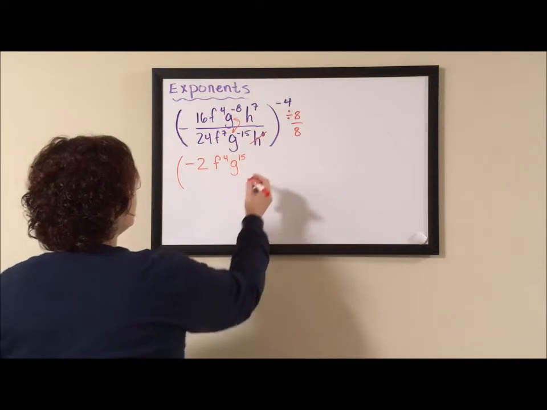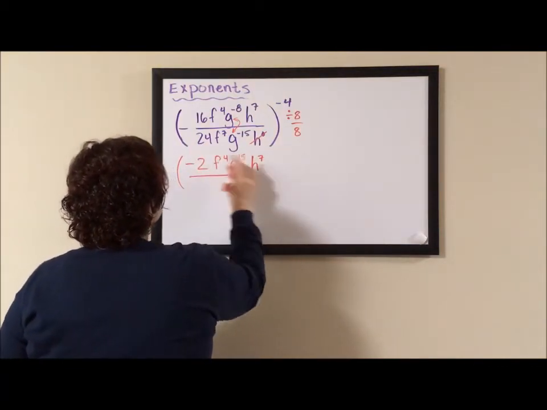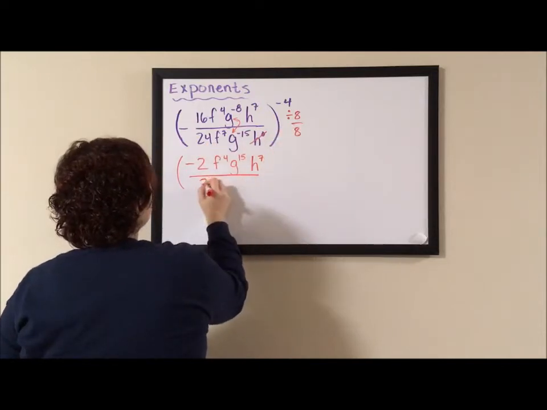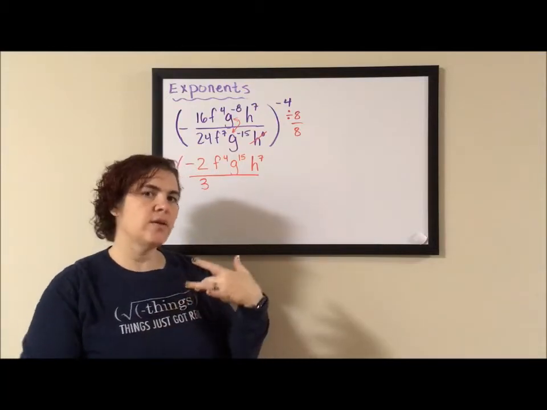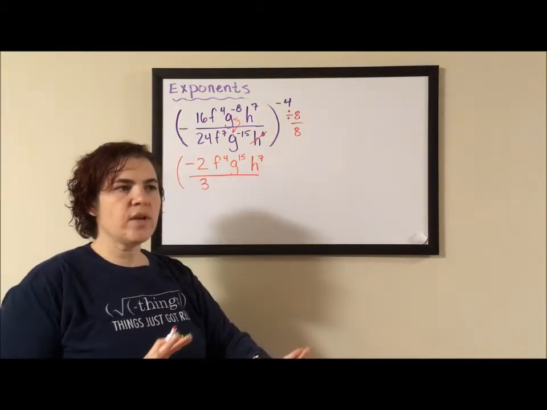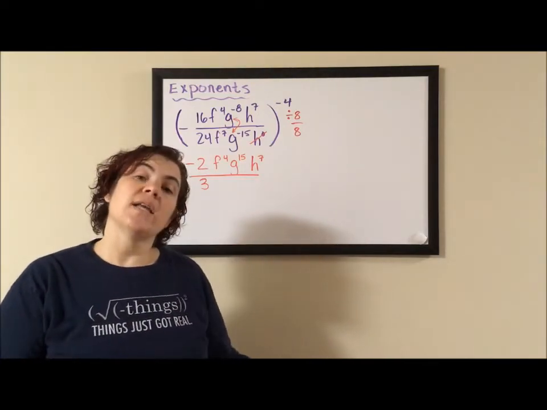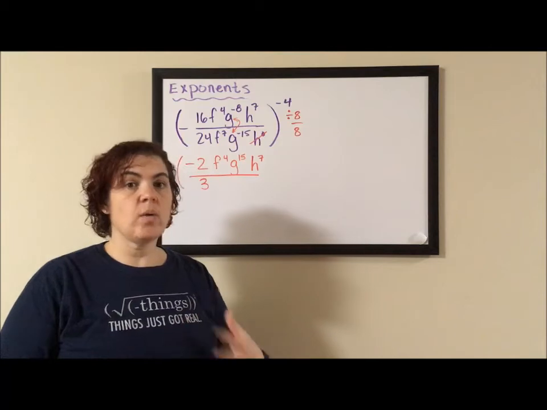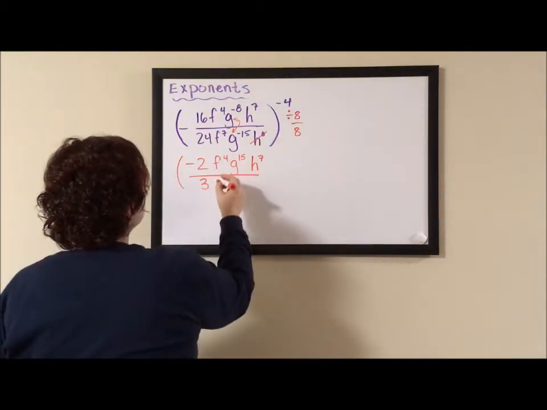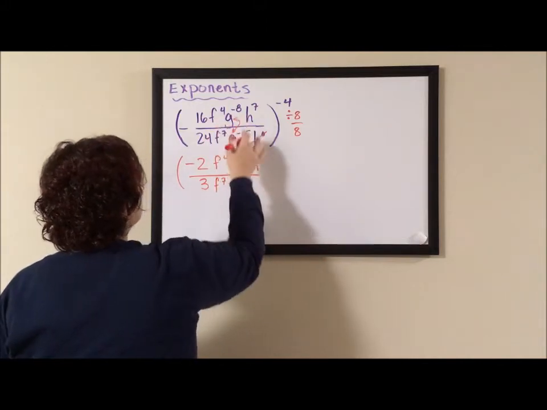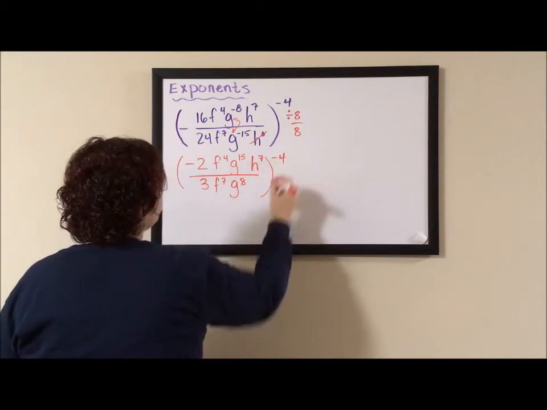Okay, the h to the 7th is going to remain right where it is. 24 divided by 8 is 3. Now notice I put the negative with the 16. That doesn't mean both numbers are negative. If I made them both negative, the negative divided by a negative is positive. In this case, we would end up with the right answer. Two wrongs would make a right, but I don't want to do two wrongs. I want to keep it accurate. So then, let's see, f to the 7. This g comes down, g to the 8 to the negative 4.